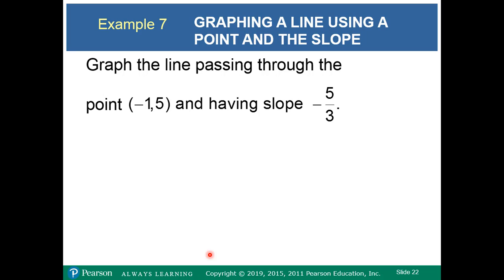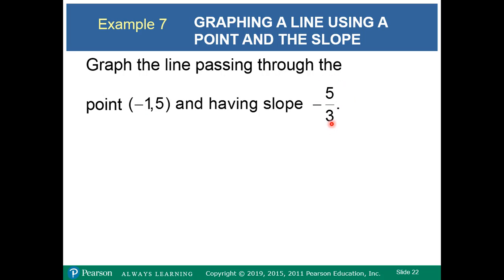Now, what if we want to graph a line and all we know is the point that it goes through and the slope of the line? Well, we can plot the point. So we've got one point, but in order to graph a line, we need at least 2 points, right? A straight line, a linear function, we need 2 points. In fact, if we have 2 points, we can do it. So the minimum number of points we need to graph a straight line is 2. So we've got one. How do we get the second one? Well, we're going to use the slope to help us.